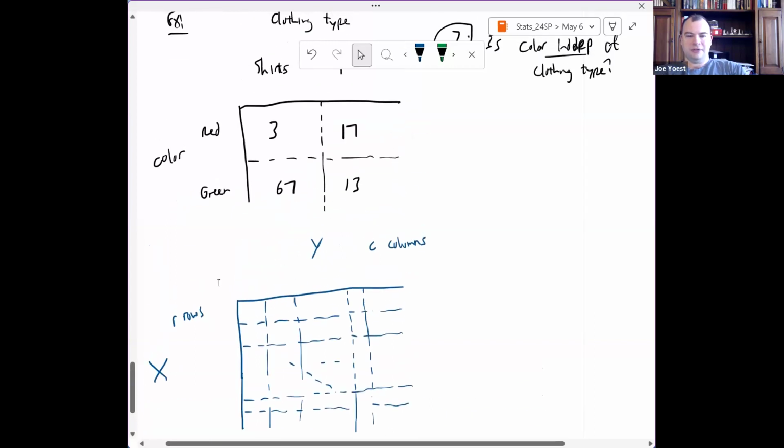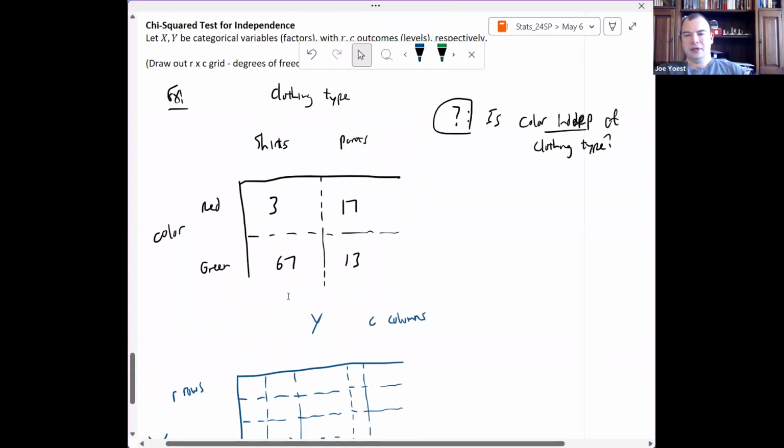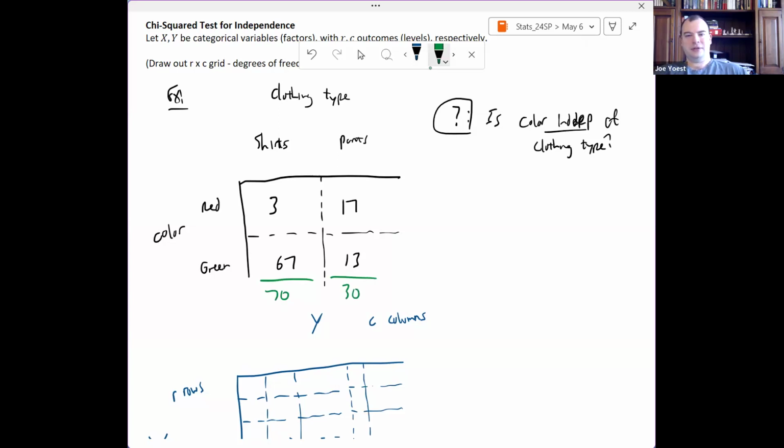Now, if I think up here, if I have my observations, what is fixed about these observations? Well, what's fixed is that I have 70 shirts and I have 30 pairs of pants that I observed. Or in other words, I have 100 total pieces of clothing that I observed, or I have 20 red pieces of clothing I observed and 80 green pieces of clothing I observed. I got that just by adding the rows and adding the columns and then getting a grand total for that 100 down in the corner.